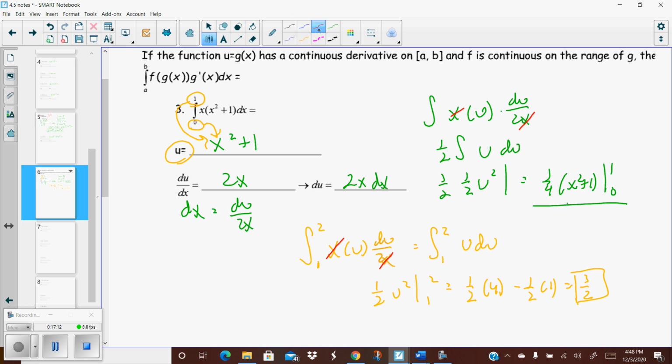Now let's go ahead and show that the green one up at the top would have given us the same thing. If I plug the 1 in, I'm going to get 1/4 of 1 plus 1, which is 2. If I plug 0 in, I'm going to get 1/4 of 0 plus 1, which is 1. So once again, okay, something didn't work out there.